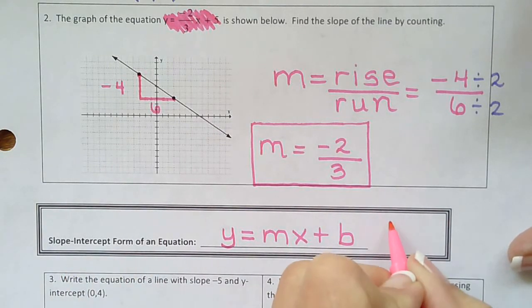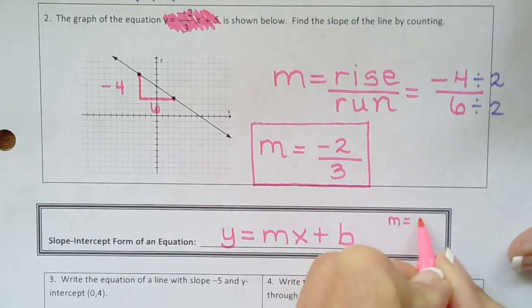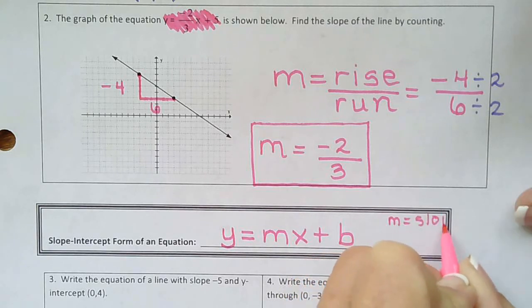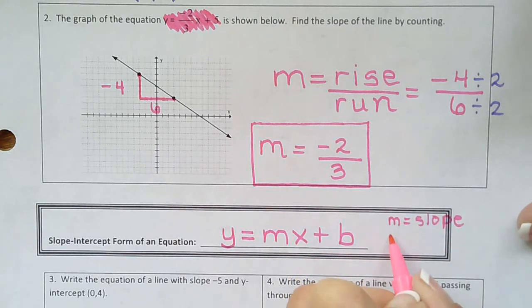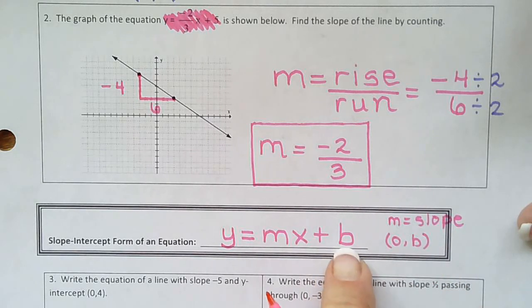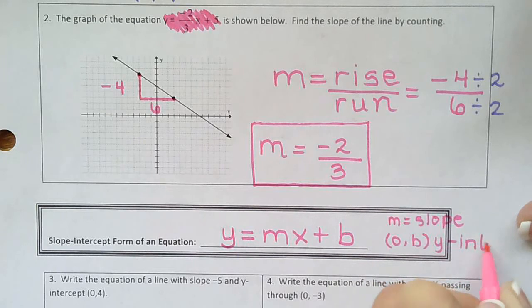So let's just write that there. M is the slope, just to remind ourselves. And (0, b). So b is the y-coordinate. If it's a y-intercept, x must be 0.